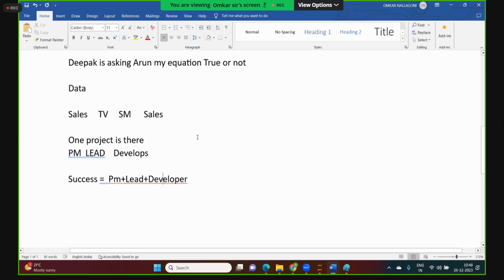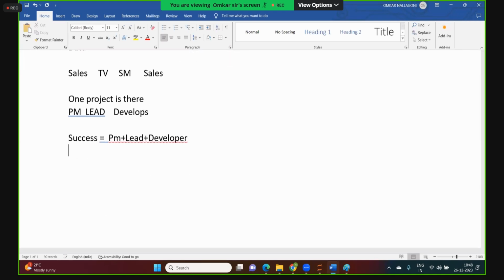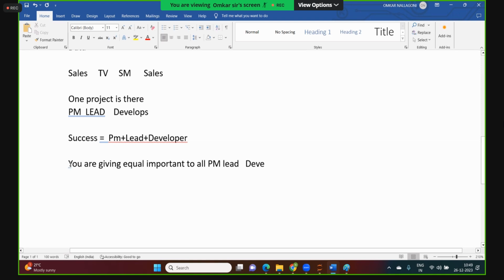This equation is wrong because you are providing equal importance. Very, very important: you are giving equal importance to all kinds of people. Project manager equal, lead equal, and developer equal. But the scenario is that the developer will do more work and the project manager will get more credit, no? So that's not good. We should avoid it. So now tell me, how can I say that you are giving equal importance in this equation? Tell me.